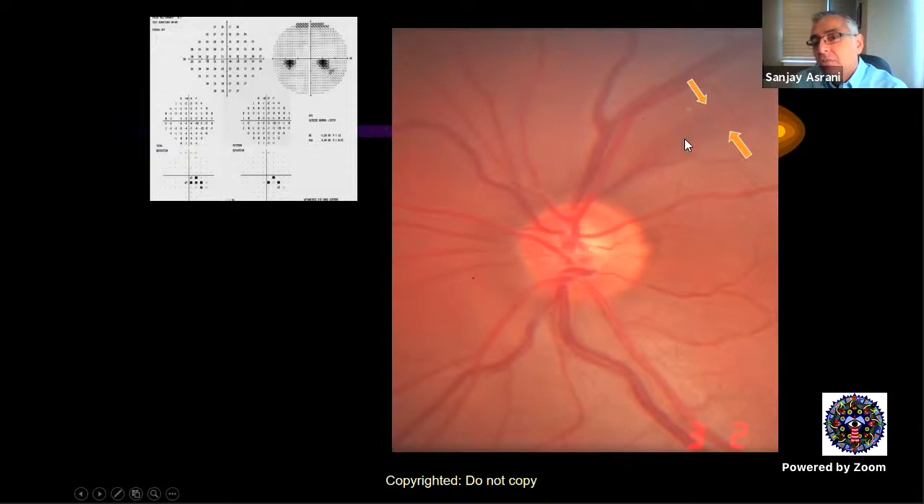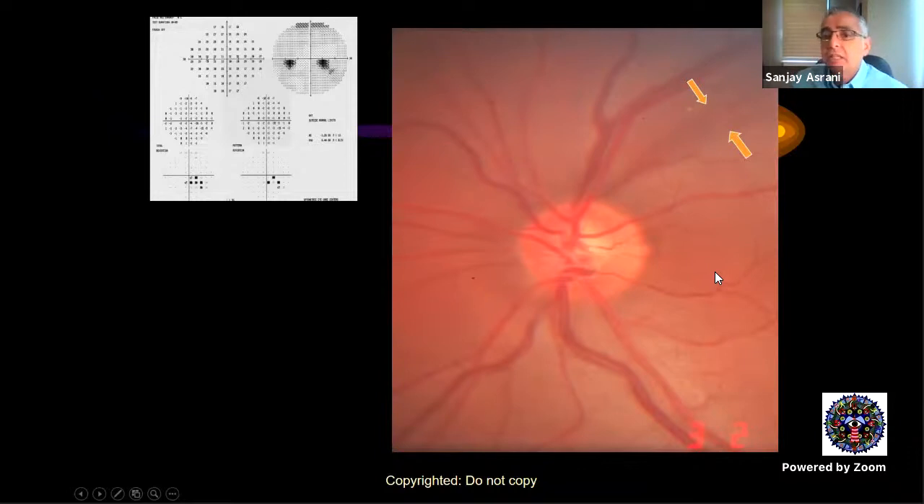But in this very early nerve fiber layer defect, you will be extremely lucky, or it is extremely rare, to find such a focal nerve fiber layer defect associated with a blind spot, that is with a scotoma. And this happens when the defect is very deep. The nerve fiber layer loss is very deep. When it is very deep, you get a field defect. But when it is superficial, it is not associated with a field defect.